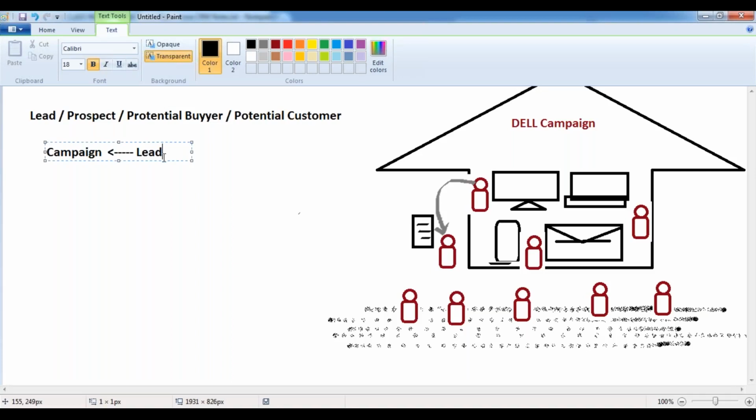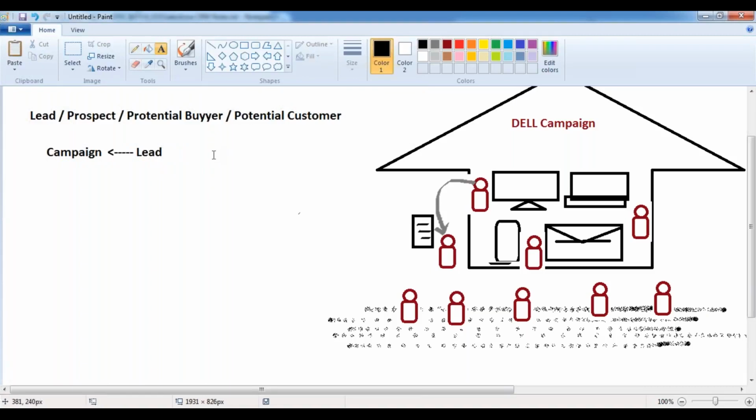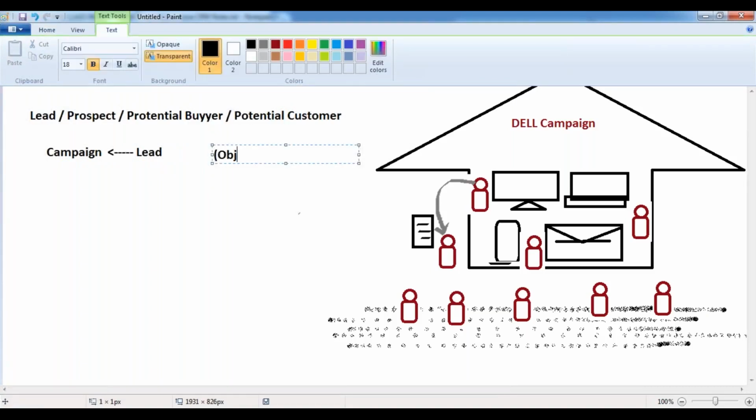This is the campaign table and the lead table. All the campaigns information is available inside the campaign table, and all the leads information is in the lead table. These are called objects or tables. In the real world we call it a table, but as part of the CRM domain, we call it an object. Object means table.